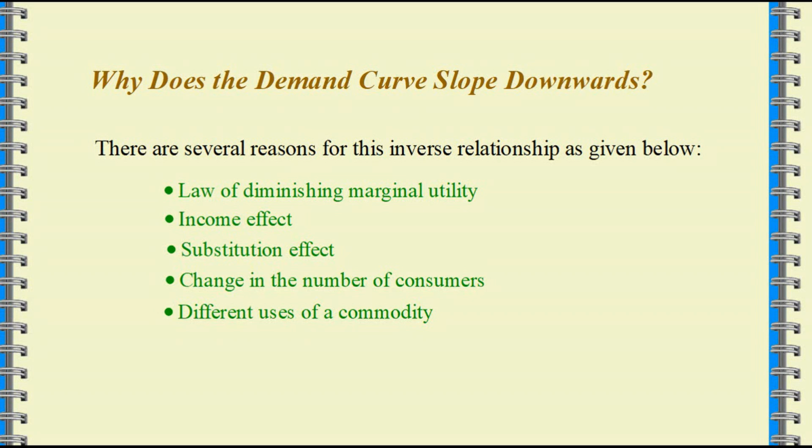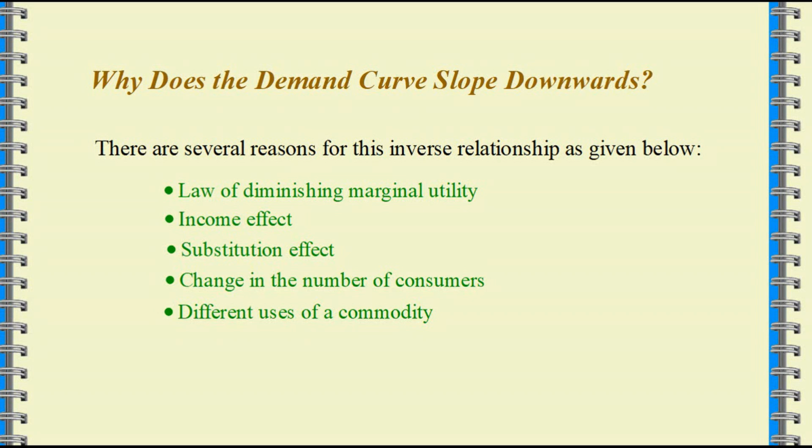Change in the number of consumers. A decrease in the price of the commodity increases the number of households who demand the product in the market, and a rise in the price of the commodity reduces the number of households that demand the product. This creates an inverse relationship, or a downward sloping demand curve.